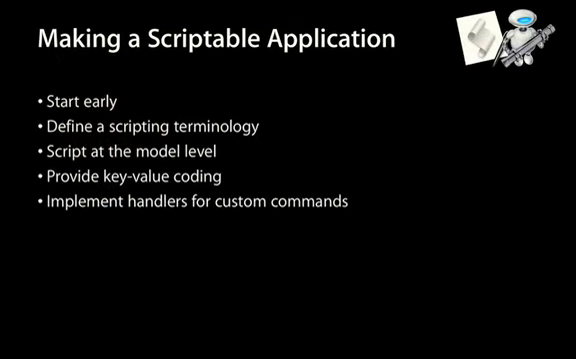When it comes to scripting, you want to start early. It's easier to make your application scriptable if you do it from the beginning than it is to try to do it to an already written application at the end. The primary thing that you need to do to make your application scriptable is define a terminology. The scripting terminology basically describes the way that users talk to your application through scripts, the nouns and the verbs that are available to them.